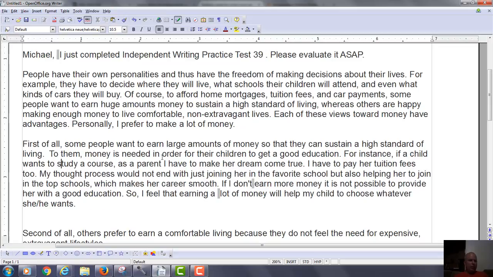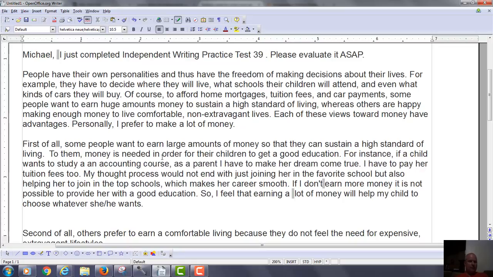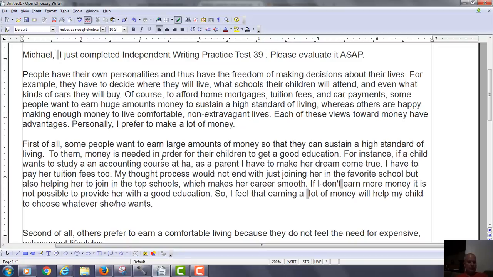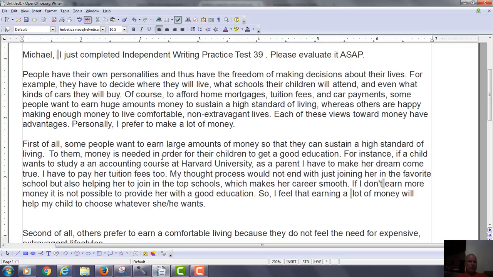If a child wants to study a course, and let's say we have... I'm going to be a little more specific. This is one thing that you want to do, is try to be very specific in the nouns you're using. So I said if a child wants to study, notice how I didn't say course. I said an accounting course at Harvard University.